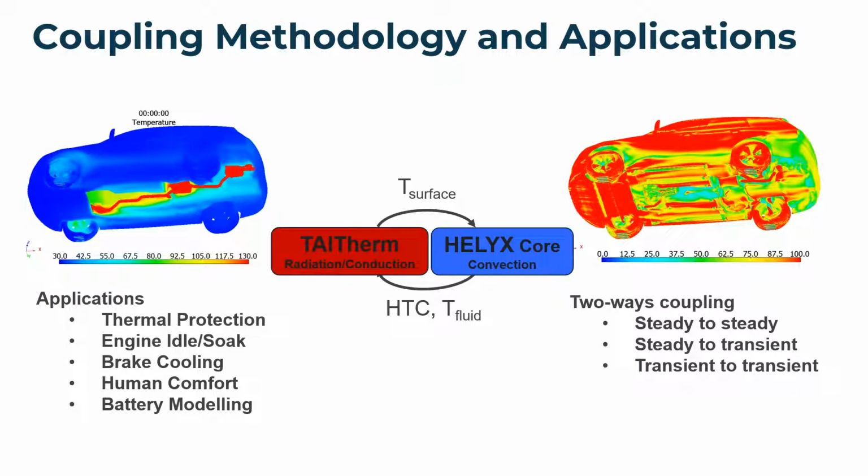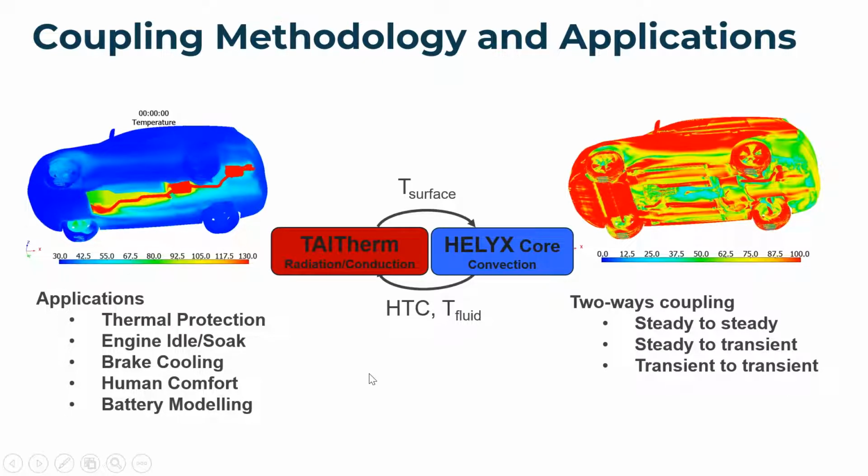When it comes to the coupling methodology, you see here the basic process where TAITherm is calculating the radiation and conduction and then mapping the surface temperatures on an element basis to the HELYX core, which is then calculating the convection, so calculating the heat transfer coefficients and fluid temperatures, and mapping that again to TAITherm using a neutral file format.